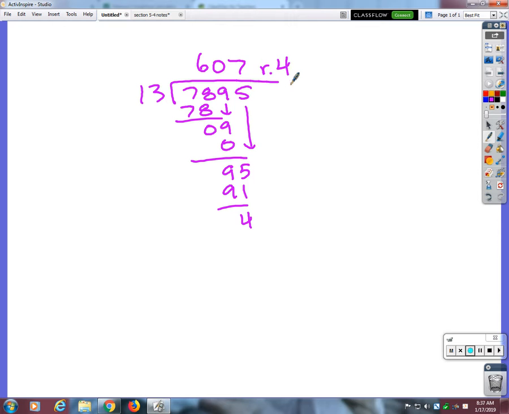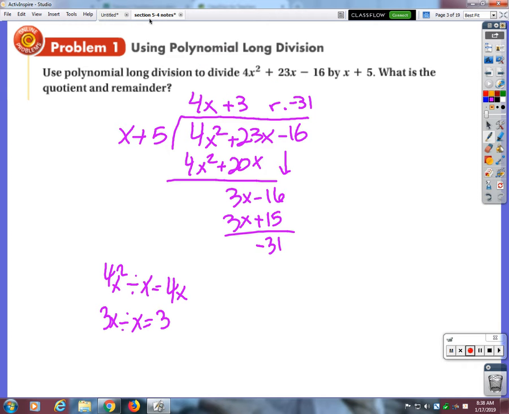So there's two ways you could do this. You could get a remainder of 4, or Aaron said there would be a decimal, and I would find the decimal by going 4 divided by 13, right? The remainder divided by the divisor. Okay? Well, the same thing is true in this guy over here. We could write that as a remainder of negative 31, or we could say 4x plus 3 plus negative 31 over x plus 5. This remainder divided by that guy right there.